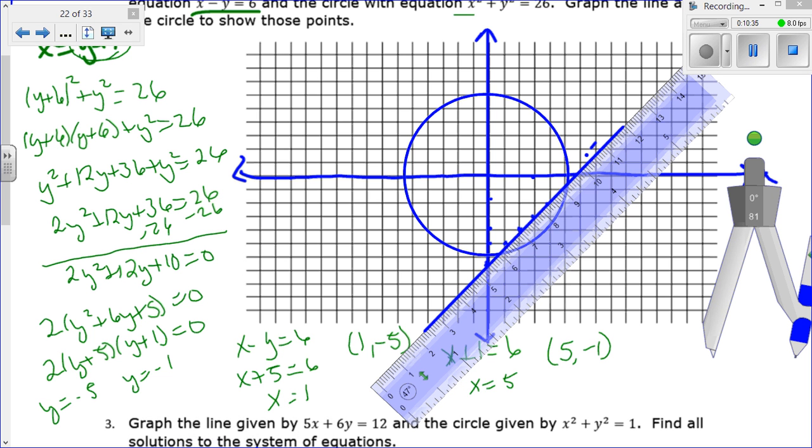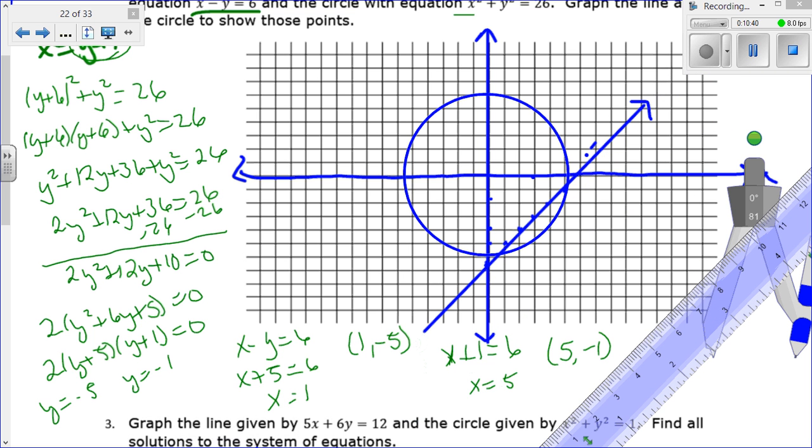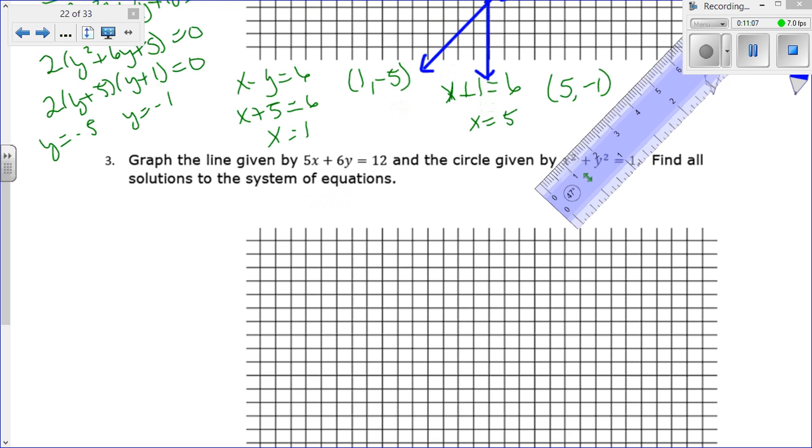So when I draw my line, it should intersect at 1, -5, which is about here, and then again at 5, -1, which is about there. And when you're using a real compass on real paper, it makes this a little bit easier. All right.